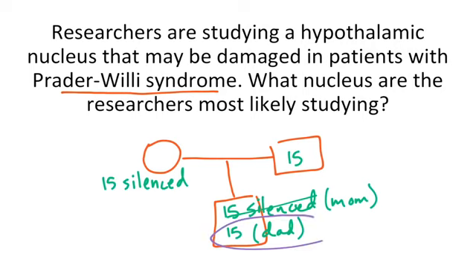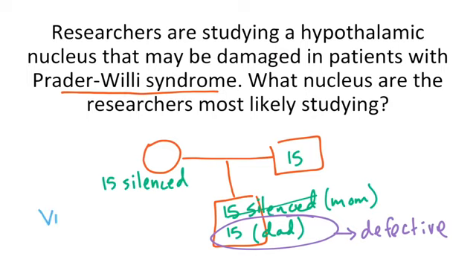So again, dad's chromosome is defective. In order to get this question right, you need to recall that symptoms associated with Prader-Willi syndrome include hyperphagia and obesity. This question is asking about what hypothalamic nucleus may be involved in this disorder. Recall that the ventromedial nucleus of the hypothalamus normally mediates satiety, or a sense of fullness. So if this nucleus is damaged, then patients will constantly feel hungry and overeat.